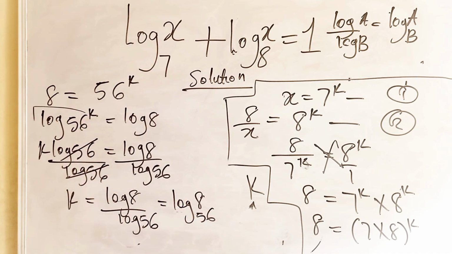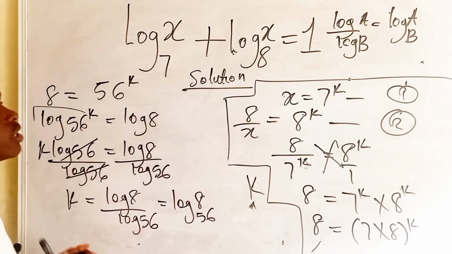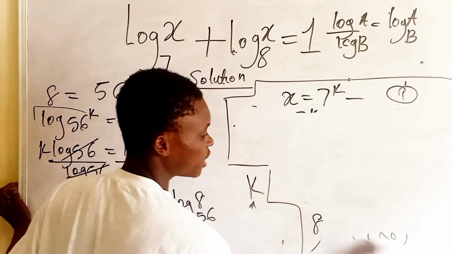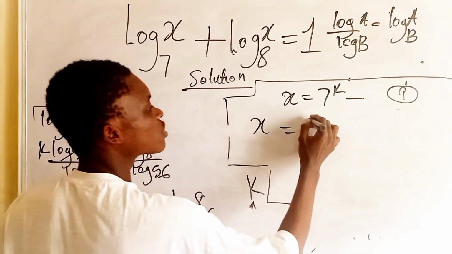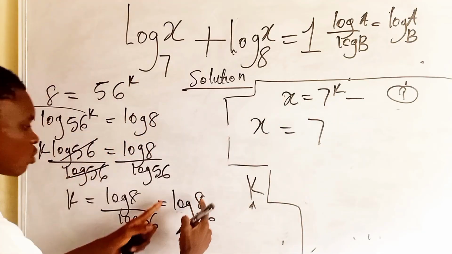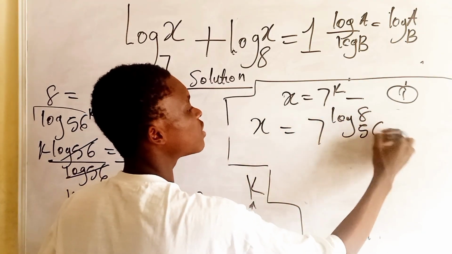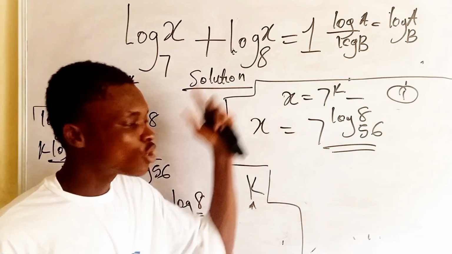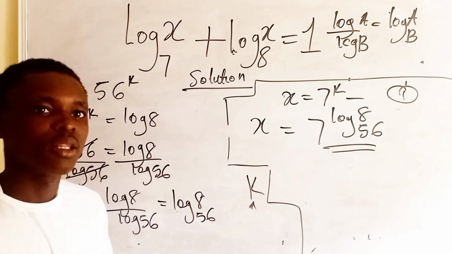So from here, what do we do next? We need to substitute k back into this equation. So from here, we are going to say that x equals 7 to the power k. Our k is what? This is our k, log 8 base 56. And this is the right answer that satisfies this logarithmic equation. This is method 1. Let's see method 2.